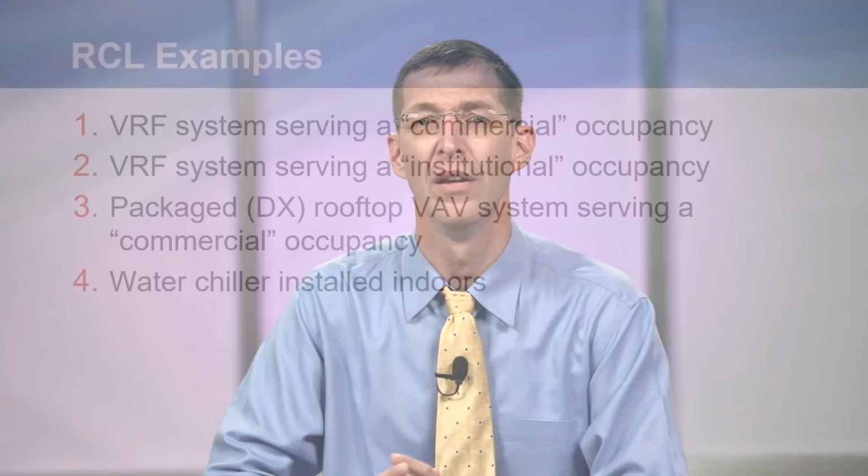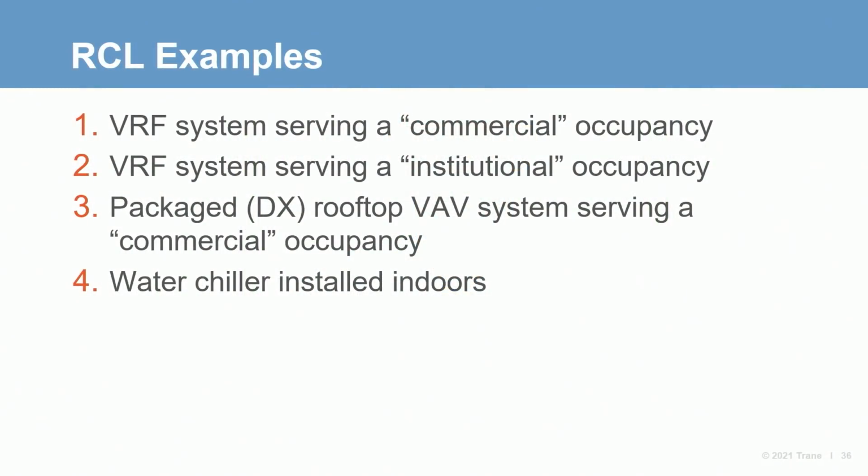Chris? As John just explained, Section 7.2 says when there is a complete discharge of refrigerant into an occupied space, the refrigerant concentration must not exceed the RCL threshold. So let's step through a few examples. First, we'll start with the VRF system, looking at both a commercial and an institutional occupancy. Then we'll look at a packaged rooftop VAV system. Finally, we will review an indoor chiller installation.